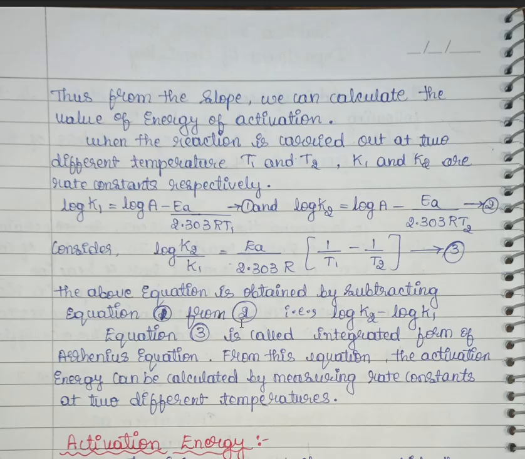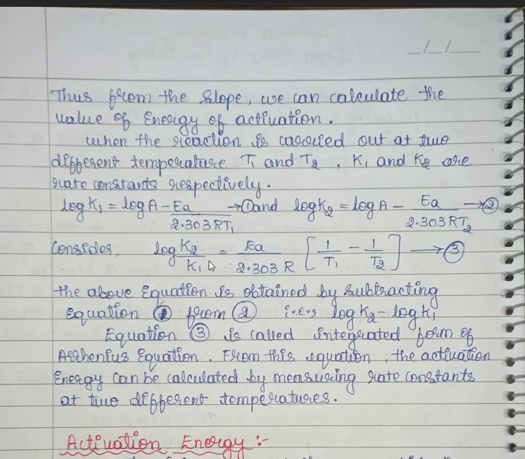For the derivation purpose, we are considering the reaction at two different temperatures T1 and T2. When we consider two different temperatures, we get two different rate constants K1 and K2. The equation is log K1 is equal to log A, which is constant, minus Ea by 2.303 RT1. The energy of activation for a reaction is also a constant, and R is the gas constant. We call this equation number 1. Similarly, for the second case, log K2 is equal to log A minus Ea divided by 2.303 RT2. We call this equation number 2.